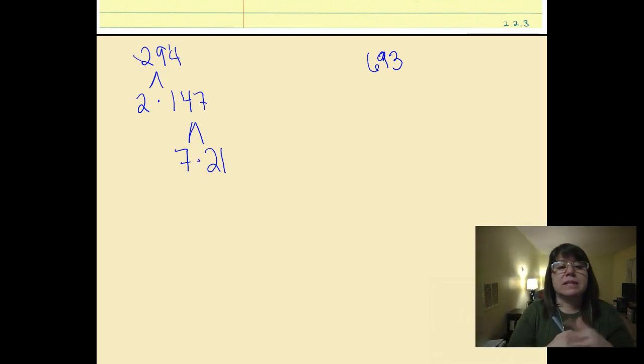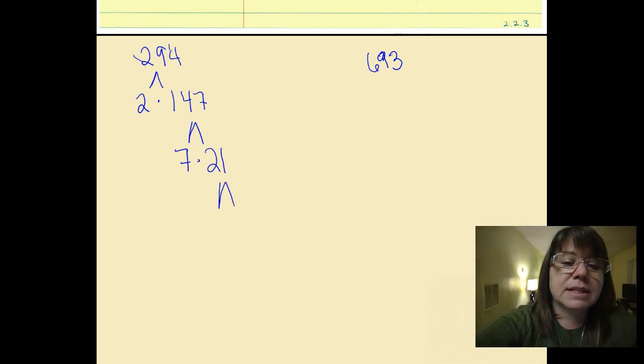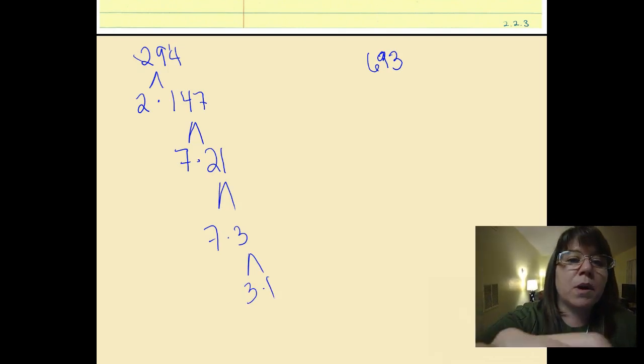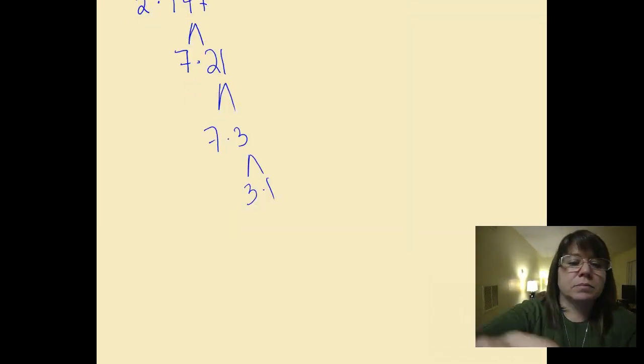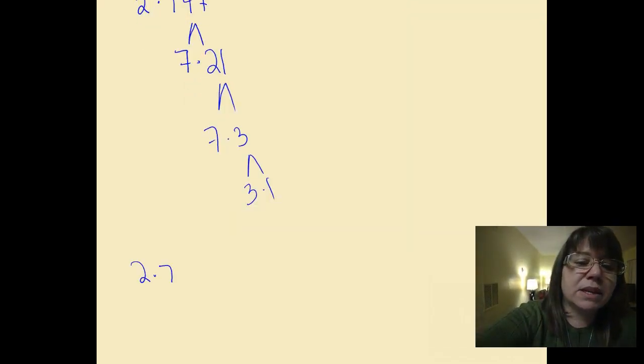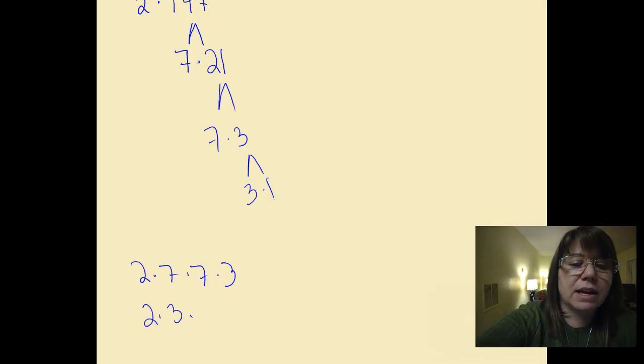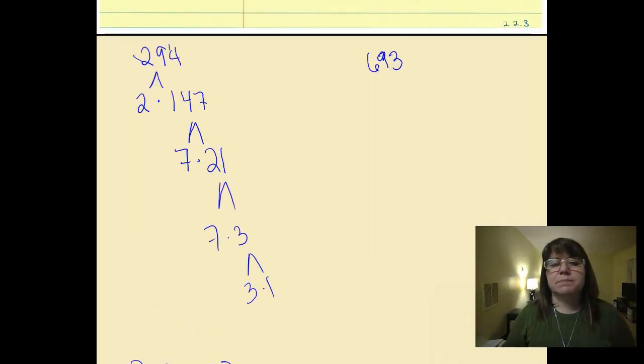Okay, so I do know that 7 times 21 will get me back to 147. And 21, nicely enough, is 7 times 3, and 3 is 3 times 1. So I can break apart 294 as 2 times 7 times 7 times 3. Or if you wanted to write it from low to high, 2 times 3 times 7 times 7.